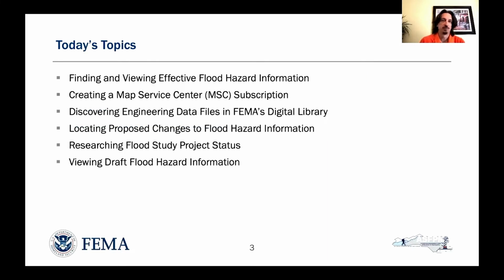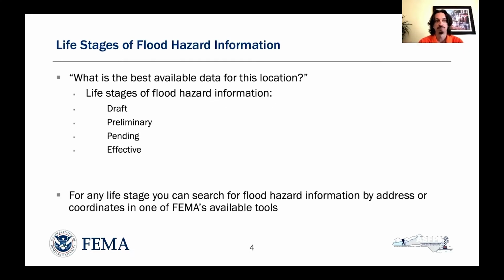So for finding best available flood hazard data, we'll talk through some tools and some processes as on screen here. So finding and viewing effective flood hazard information, getting a little bit more familiar with the Map Service Center and creating a subscription there, finding engineering data in FEMA's library, locating those proposed changes that I talked about and creating that report, researching flood study project status, and viewing draft flood hazard information.